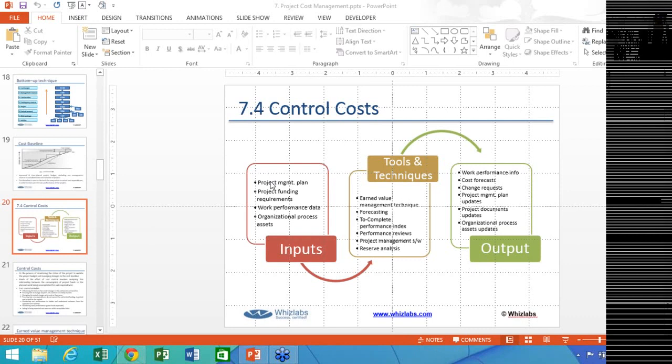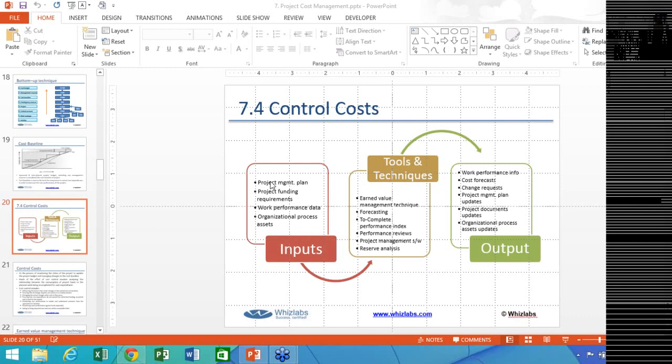Then there is something called the to complete performance index. This is nothing but a technique. It is also called TCPI, and it is actually a measure of the cost performance that is required to be achieved with the remaining resources in order to meet a specified management goal.